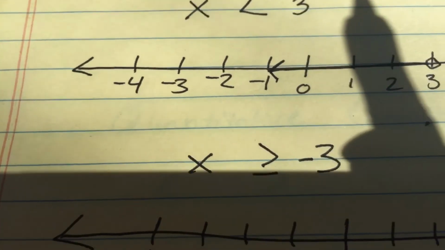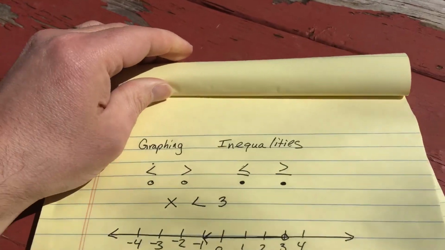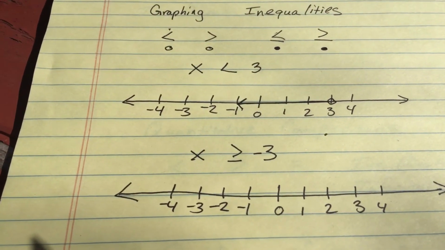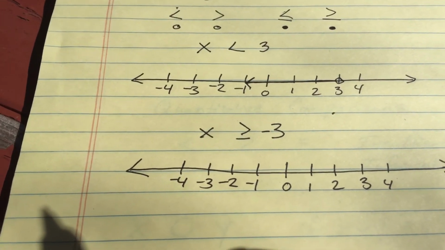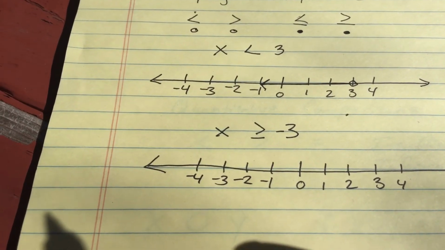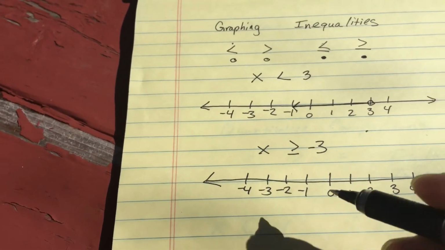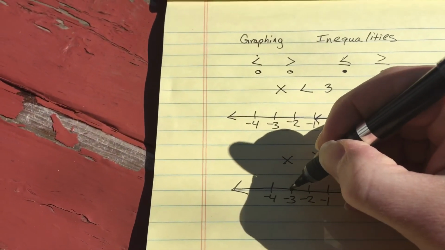Now let's go to this next one here, okay? X greater than or equal to negative 3. All right, so here we have negative 3. This tells me it is equal, so it's a closed dot.